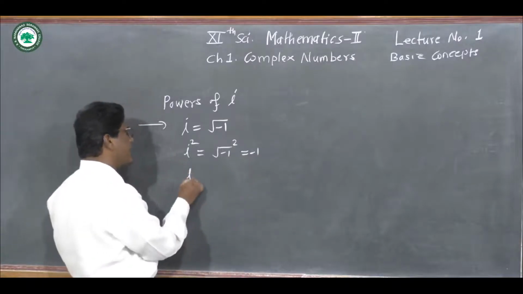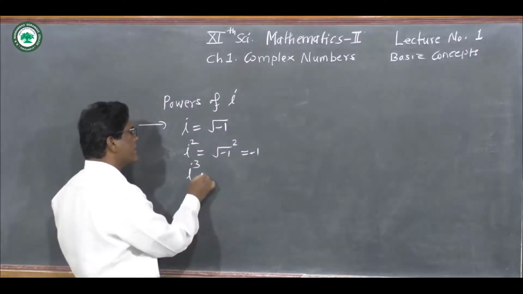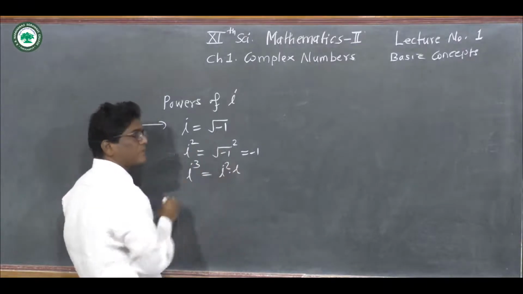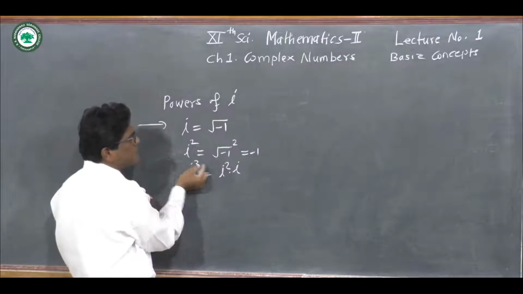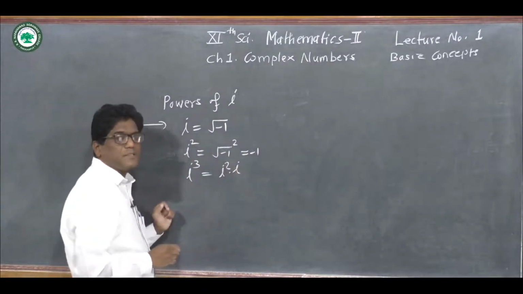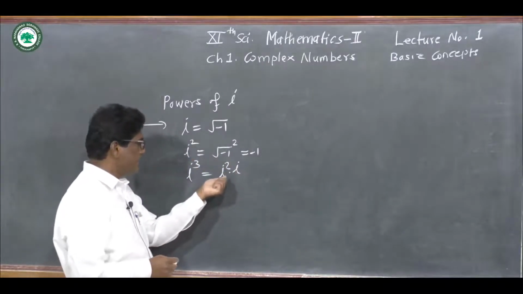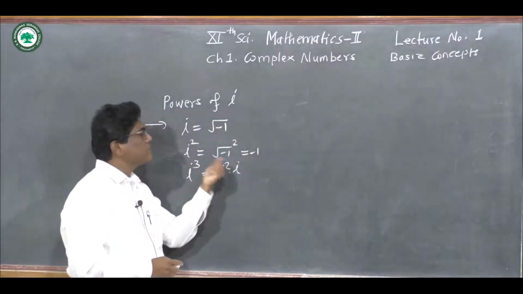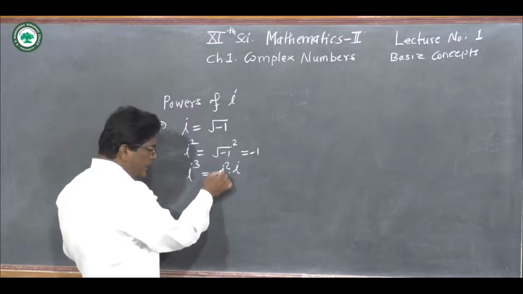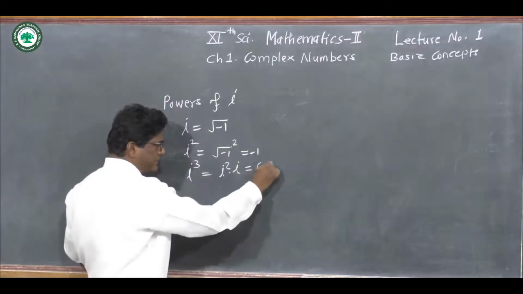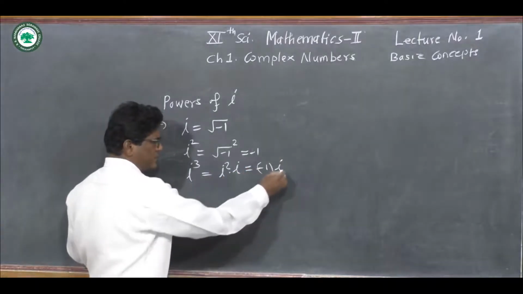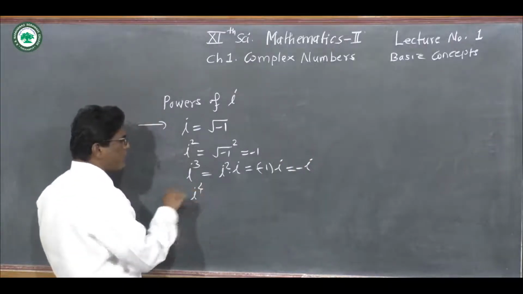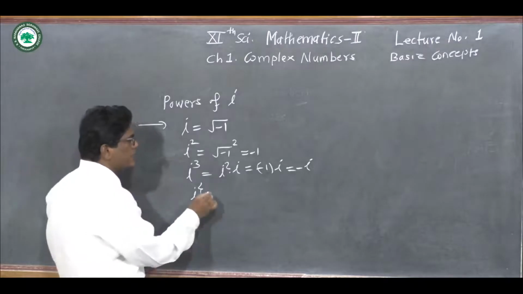Now we find i cube, i to the power 3. It is equal to, we write this as i square into i. We split this 3 as 2 plus 1. Using the rule of indices, in the base there is multiplication, so we add the powers 2 plus 1, that is 3. Now here i square is minus 1, so it is minus 1 into i, and so it is equal to minus i.